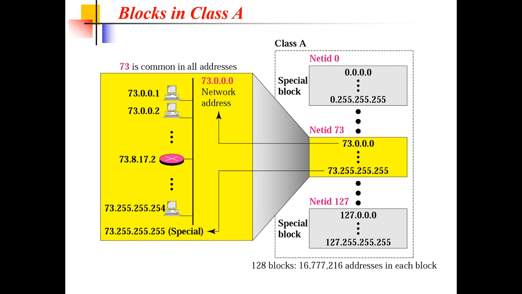The drawback of class A is that you have only 128 networks in total and in each network you can connect a large number of hosts. So this is mainly used for large organizations, but in practice, such large organizations do not exist. So many addresses are wasted.